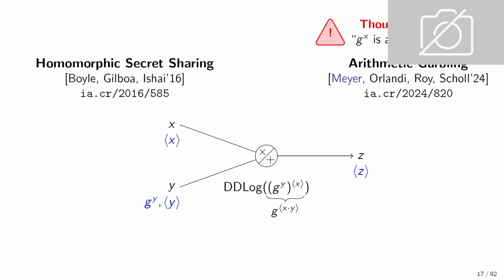Let's say I gave the parties access to g to the y, the same one. They can take this encryption of y and raise it to the power of their share of x locally, and now both parties have g to the share of x times y. If they run their distributed discrete log, they indeed get the share of x times y.